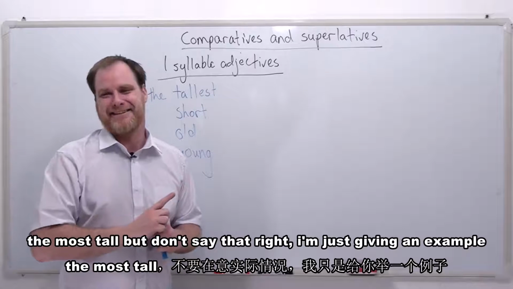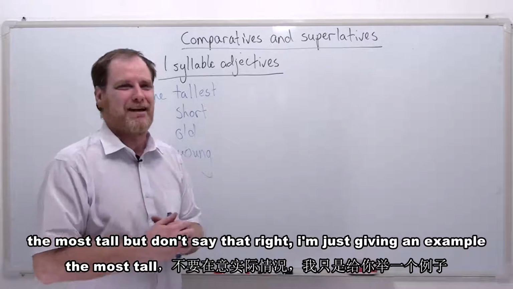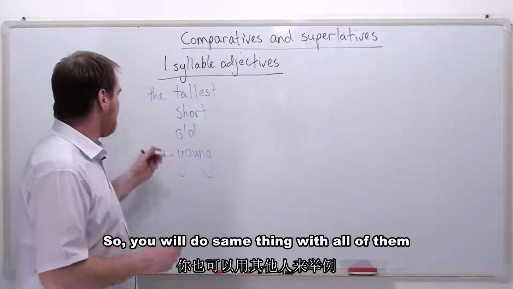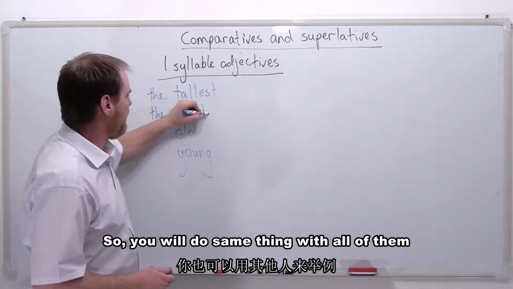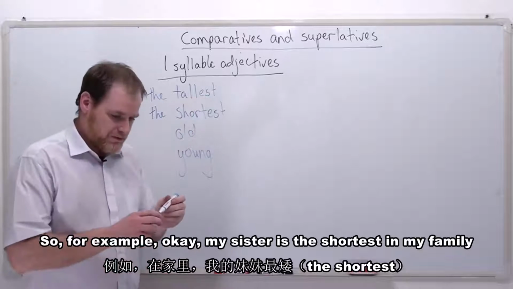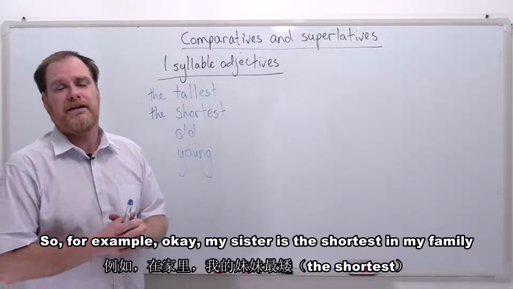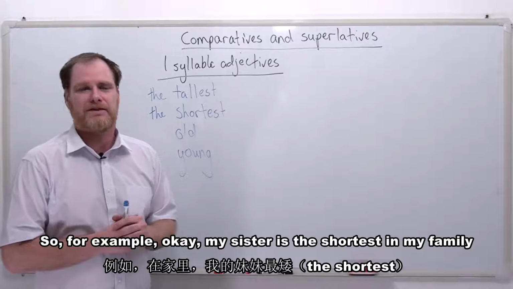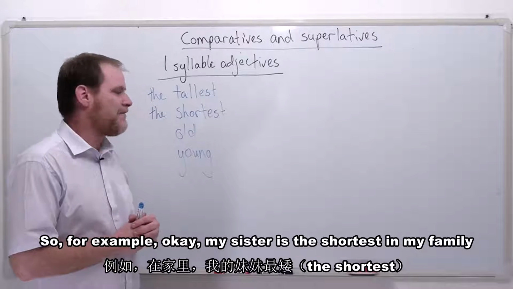But don't say that, right? I'm just giving the example. You should say the tallest, all right? So you would do the same thing with all of these. So for example, okay, my sister is the shortest in my family.